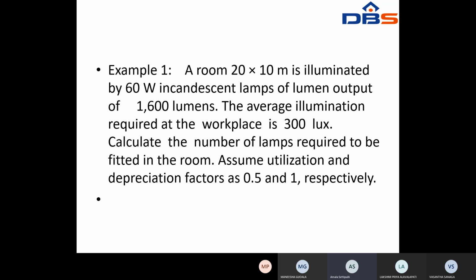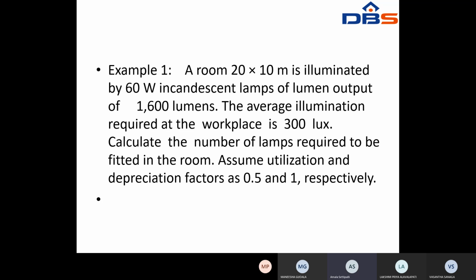The average illumination required at the workplace is 300 lux. E value will be 300 lux. Calculate the number of lamps required to be fitted in the room. So now you have to find out the number of lamps. To get 300 lux illumination in the room, you have to know how many lamps to use. Here you can assume utilization and depreciation factors are 0.5 and 1 respectively.